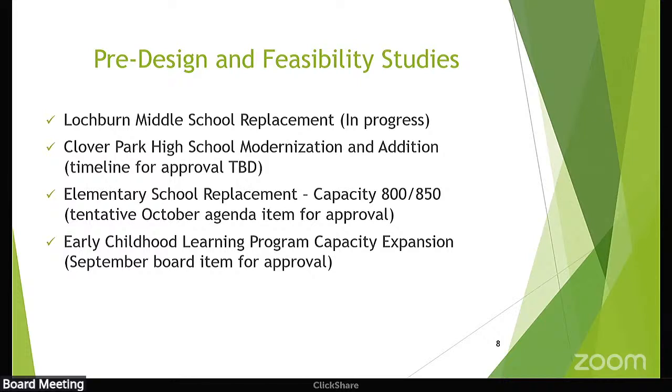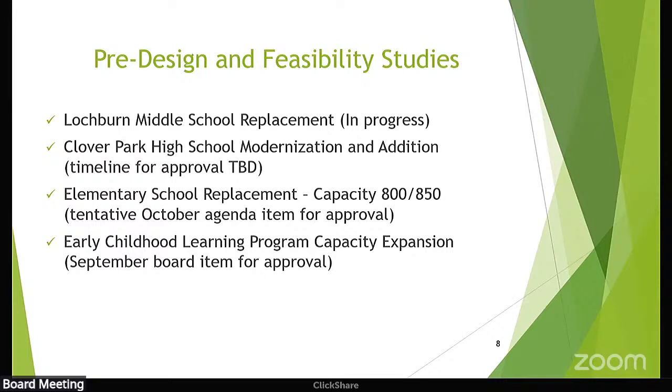So currently we're looking at, or have started, some pre-design feasibility studies. We're in the process of working with an architect doing some work on Lockburn Middle School. It's a very early feasibility study because of some of the site challenges that we know exist there. So it's not as deep a dive as we might get into in some cases yet. We're trying to identify what we can do on that site, what the limitations are that are going to restrict us, so we can guide us down the path.